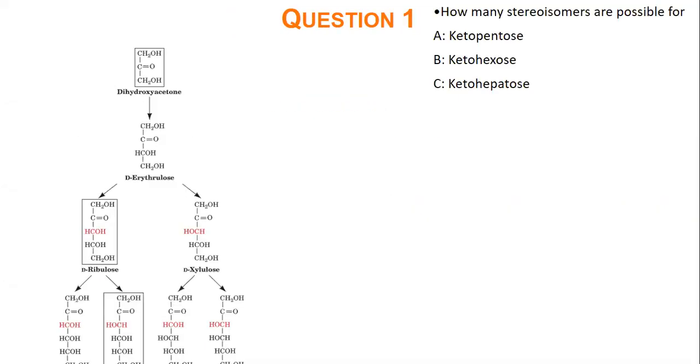All right, so we left off talking about stereoisomers. And remember, a stereoisomer is a sugar that has the same number of carbons, but the chiral carbons are different from each other. So ribulose and xylulose would be stereoisomers of each other because carbon 3 is a different chirality.